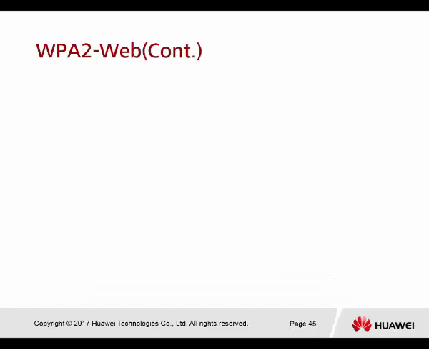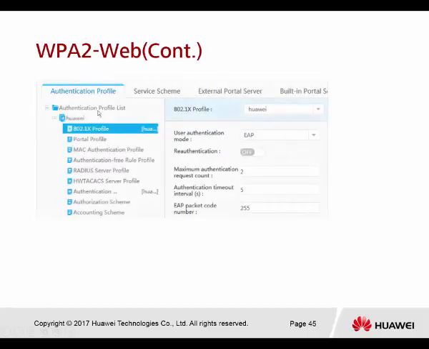This is continued for the authentication. You just need to go to the authentication profile, select the 802.1x profile. From here, you can do some modification, to select what your 802.1x profile is, what kind of authentication mode you want to choose, the maximum authentication requests, the timeout, the interval, and the packet code number.